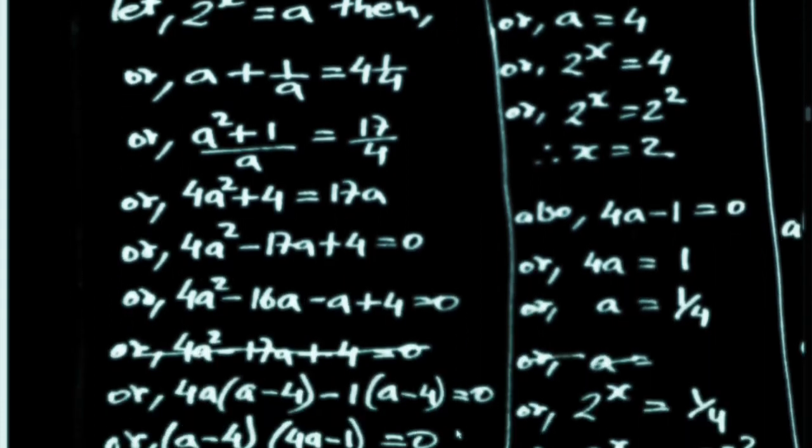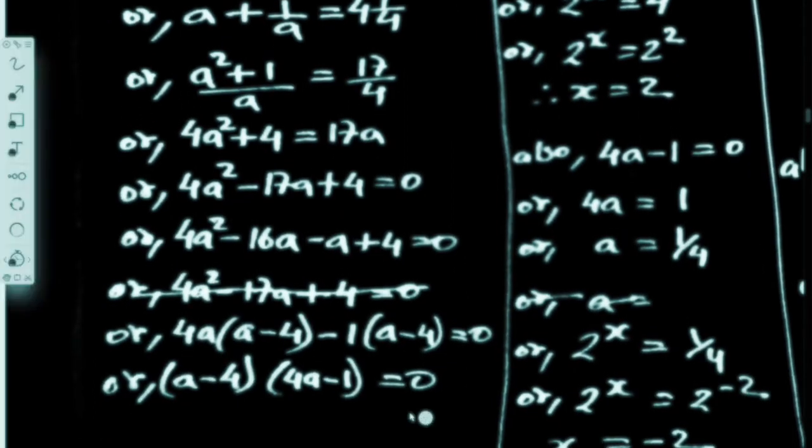To get the factor of this expression, we should split the middle term. So 4a square minus 16a minus a, since 16a and a make 17a. This 17a should be broken into two parts, that is minus 16a and minus a, plus 4 equals 0. Now the expression should be changed into four terms.